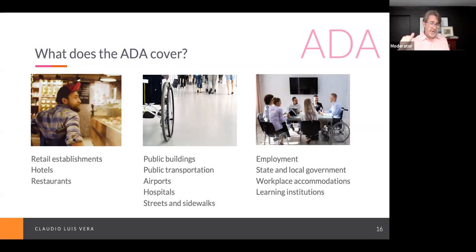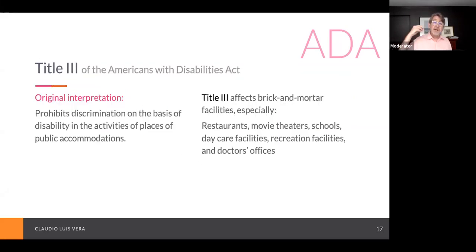So state and local government, learning institutions are affected by the first part, which is Title I. Employment is affected by Title II. And then we have Title III, which is the most important part of the ADA, which deals with public accommodations. So it affects the sorts of brick and mortar facilities that we were just talking about. And so it prohibits any sort of discrimination where you would build a facility that is not usable or not accessible to people with a disability.